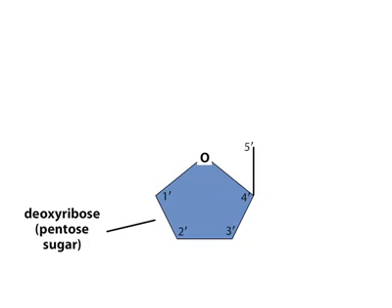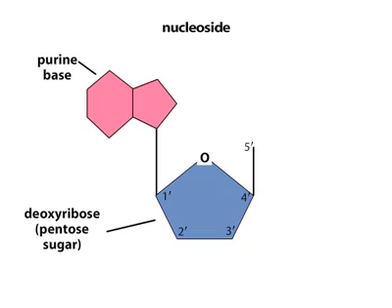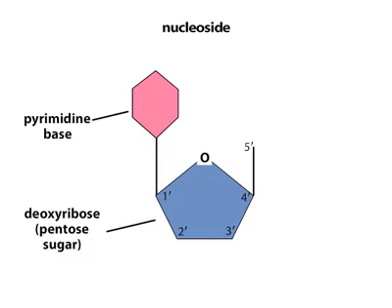This base can either be a purine with two fused rings, as in adenine and guanine, or a pyrimidine with a single ring, as in cytosine and thymine. In RNA, the thymine base is replaced by uracil.